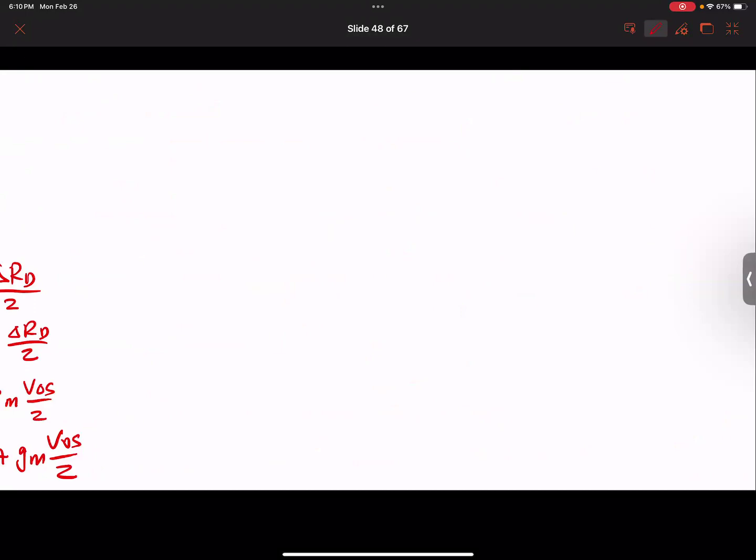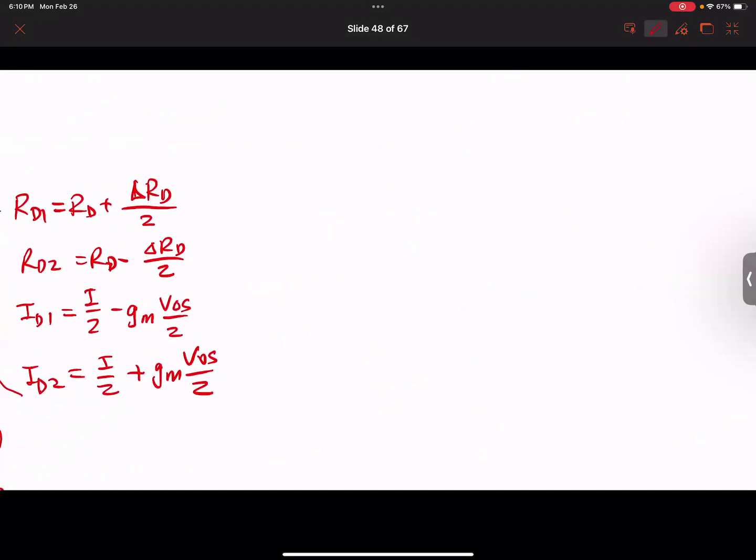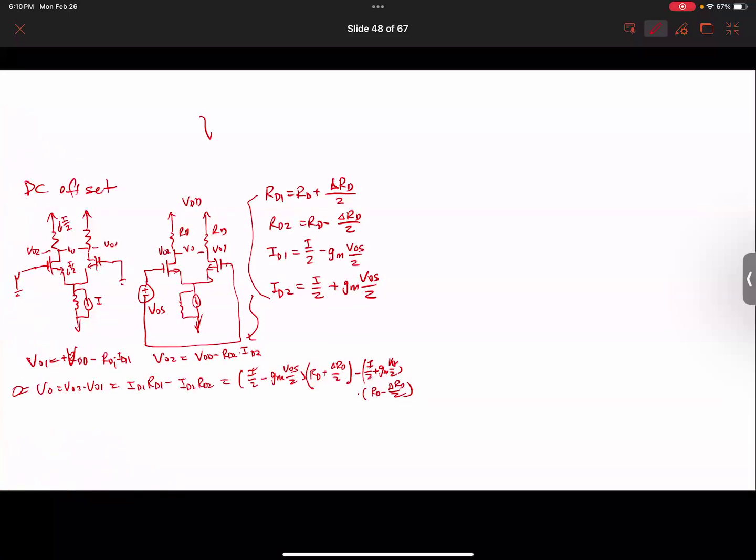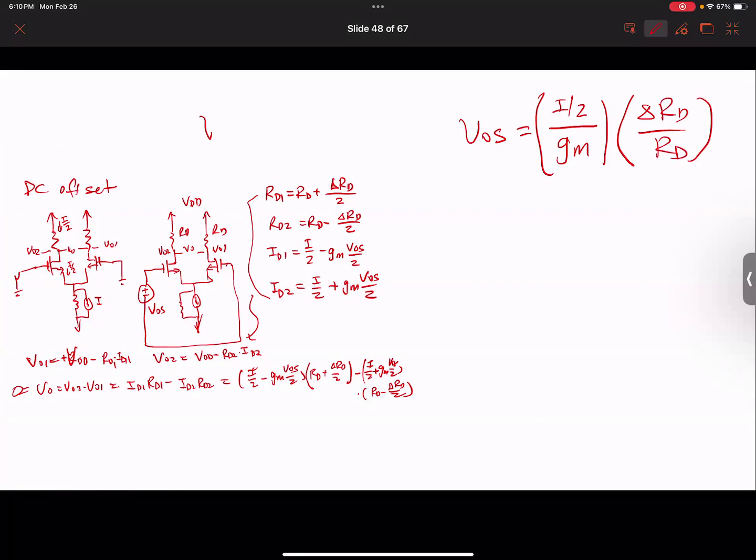Okay, I can write here too. So what we're going to do is simplify this, and eventually we got VOS equal to 1/2 I divided by GM times delta RD over RD. This is the VOS that we get.